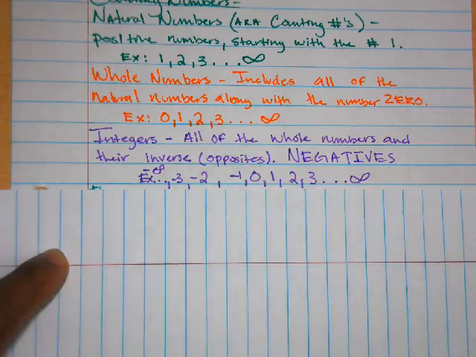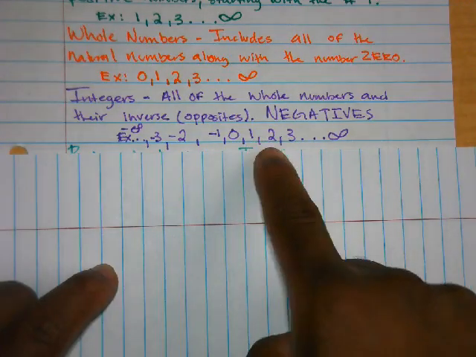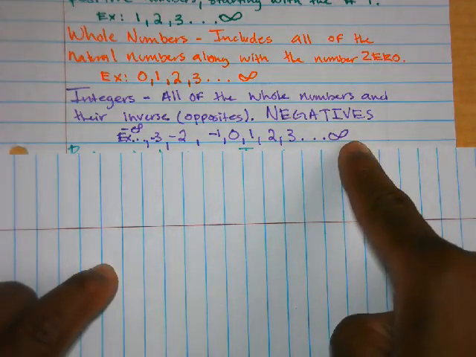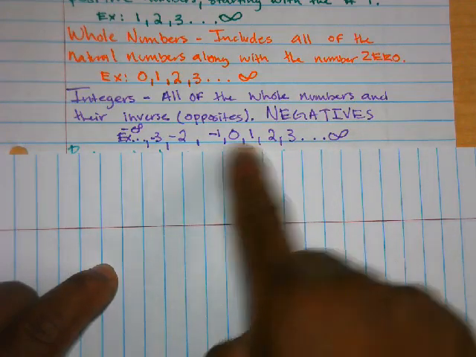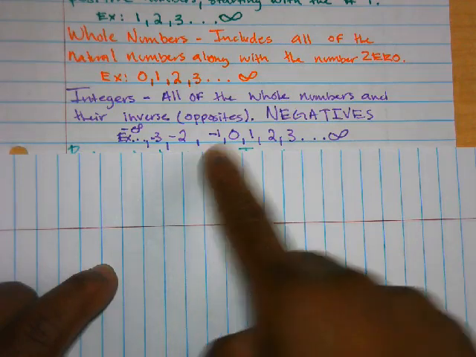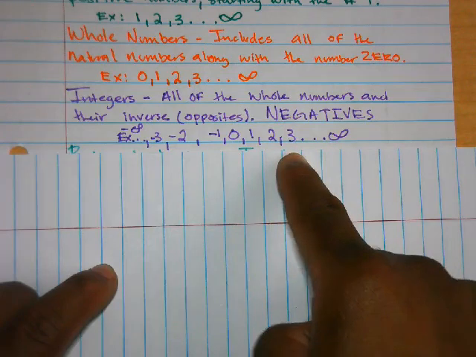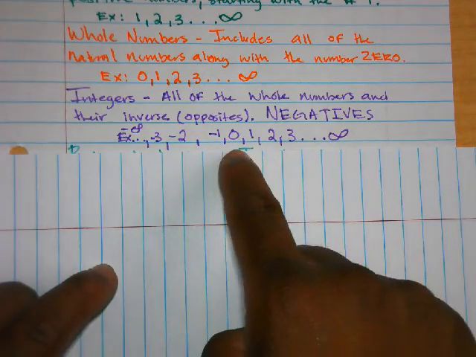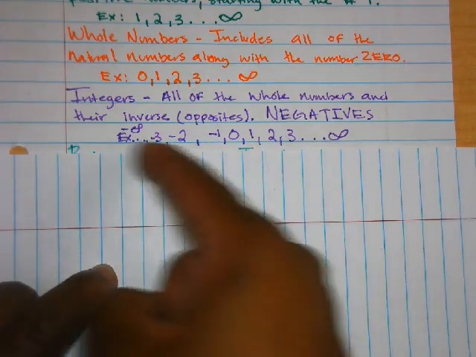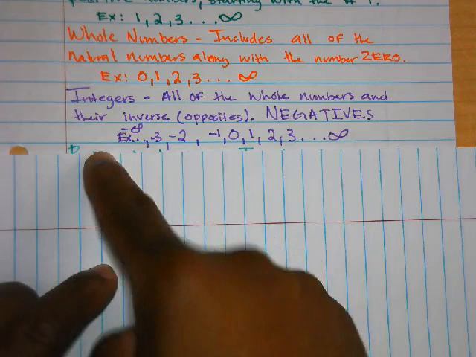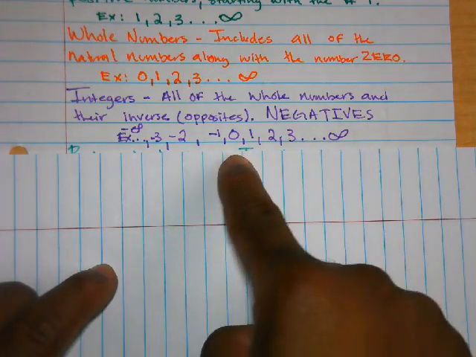What do I mean by opposites? If I have this set of numbers here, 0, 1, 2, 3, all the way to positive infinity, I have to ask myself, what is the opposite of 1? Well, the opposite of 1 is negative 1. The opposite of 2 is negative 2. The opposite of 3 is negative 3. So it includes all of these whole numbers and their opposites. The opposites go all the way until negative infinity. So the integers are from 0 to positive infinity, but also from 0 to negative infinity.